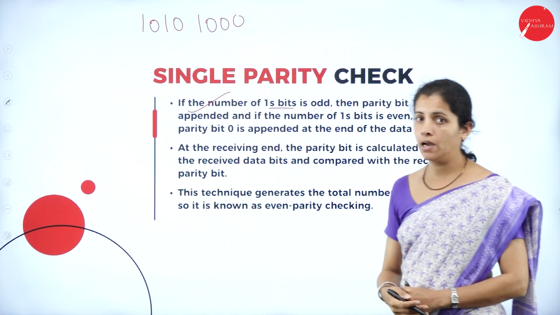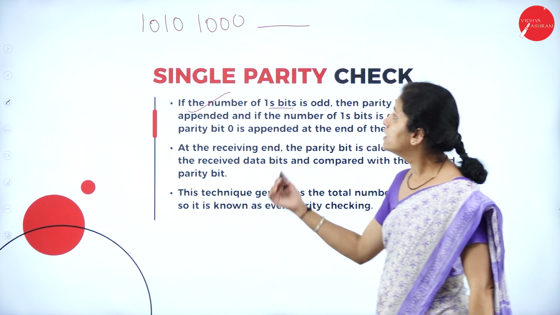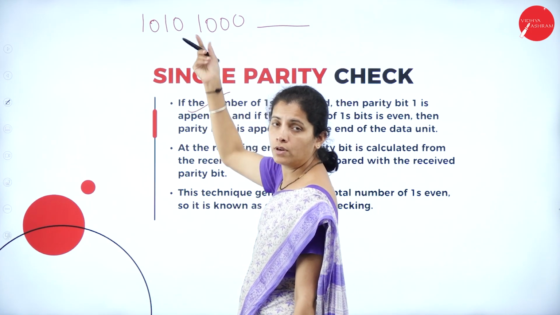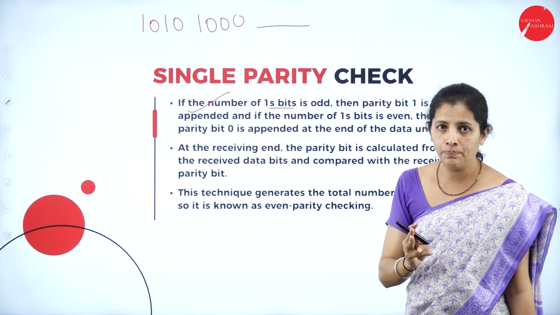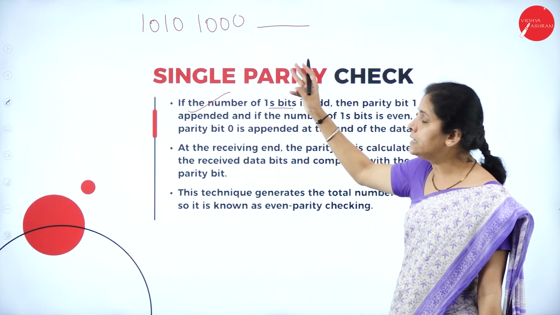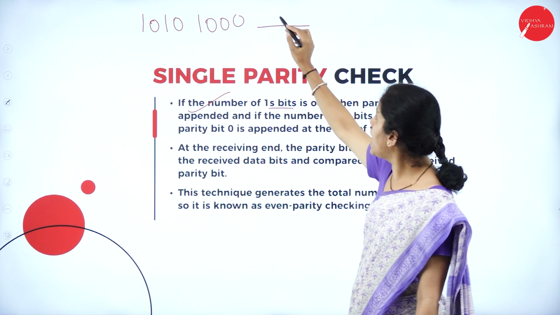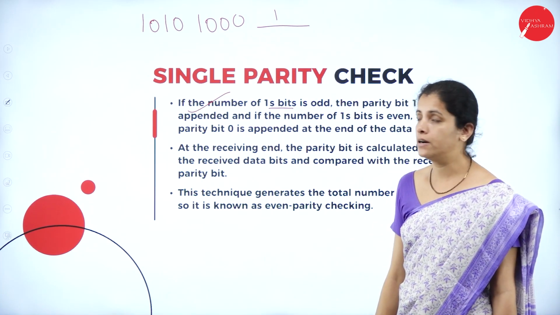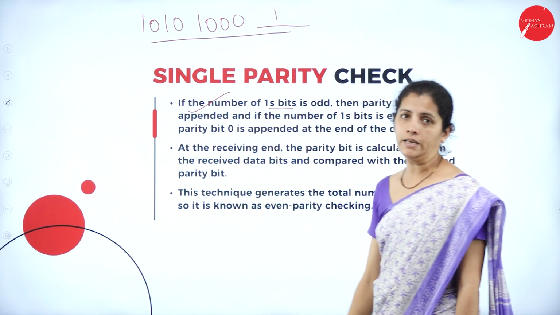Okay, this is my data bit and I'm going to have the parity bit. Now see here, how many ones do I have? 3. So 3 is nothing but an odd number. Now to make it even parity, what am I going to do? I'm going to add 1 here. Now it is my even parity.